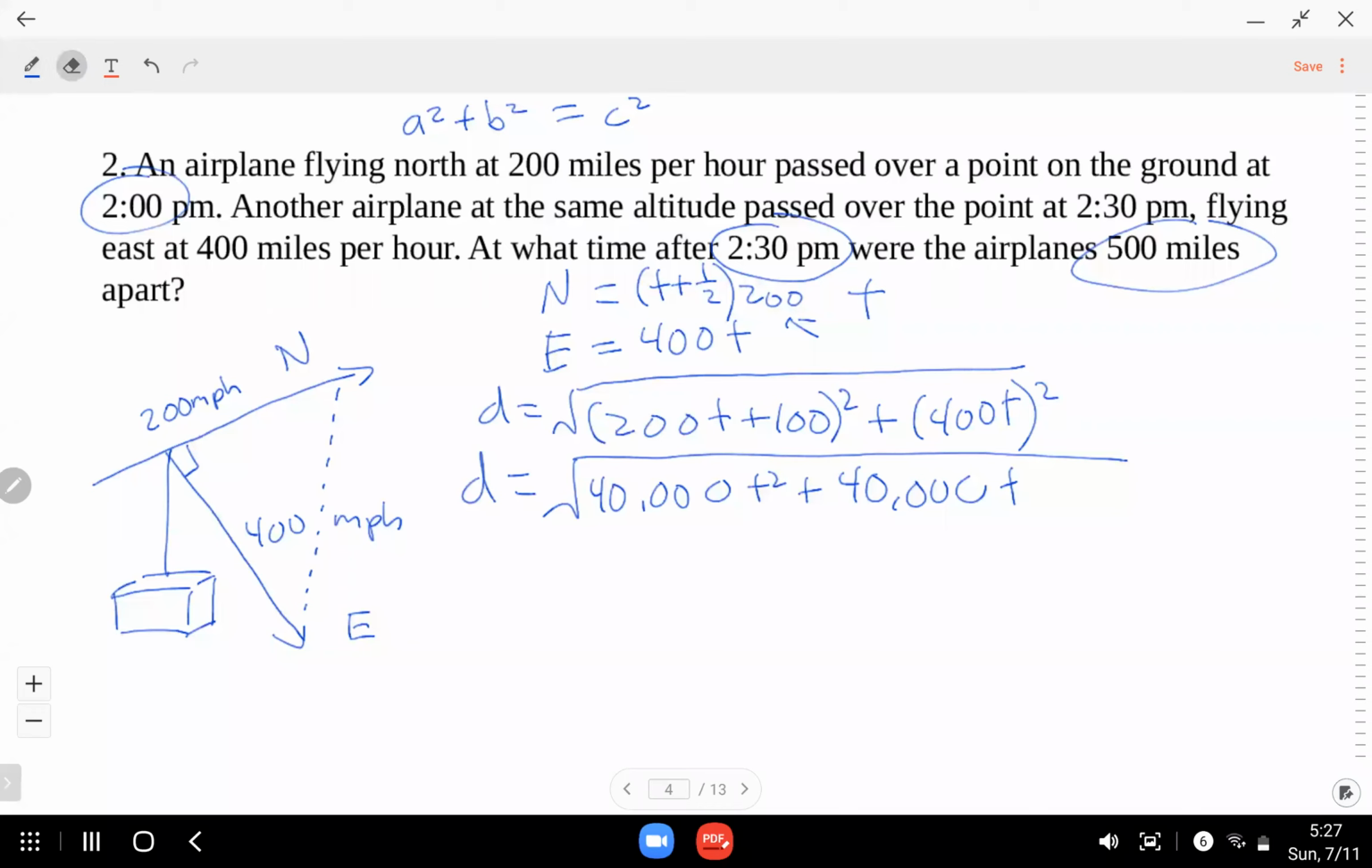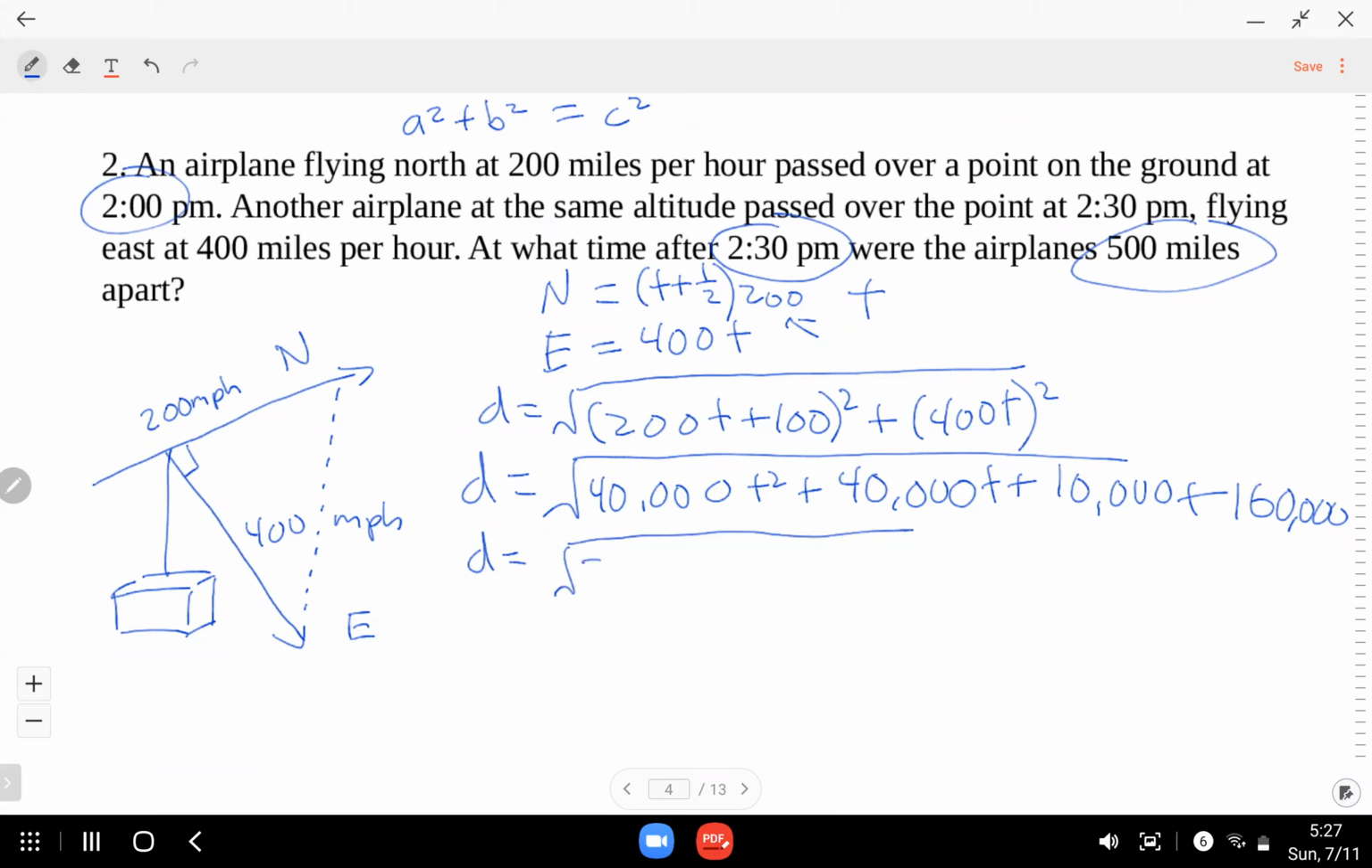Plus 10,000, that's 100 squared. And then you forgot about this. You still need to add something more. What's that? 160,000, that's a t squared. That's what it's supposed to be. All right, very big numbers here. So now you just need to simplify.